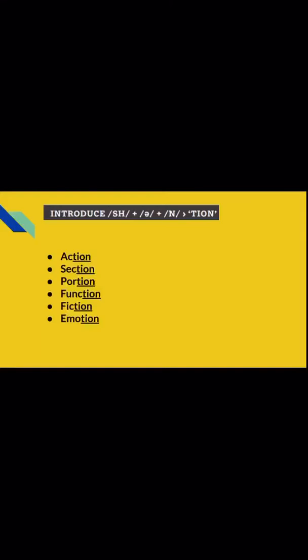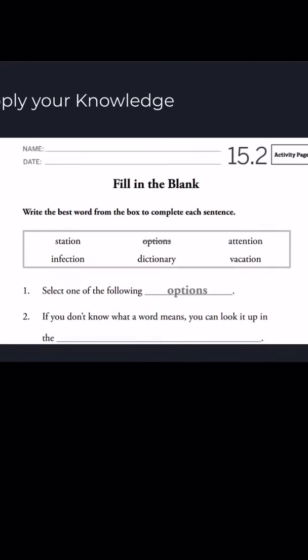Our next slide brings us to your worksheet. Let's go through the directions first and read through all the words in the box, and then you can complete the page. You can either pause this video and do it now, or you can do it at the end. Okay, directions. Write the best word from the box to complete each sentence. Let's go through the words in the box.